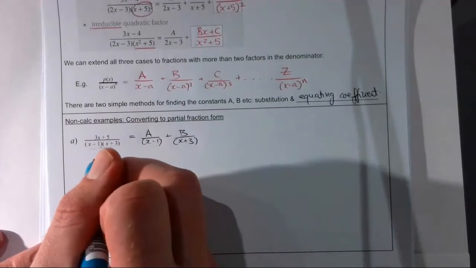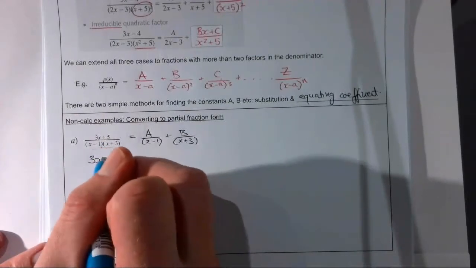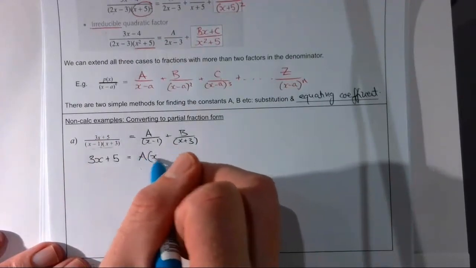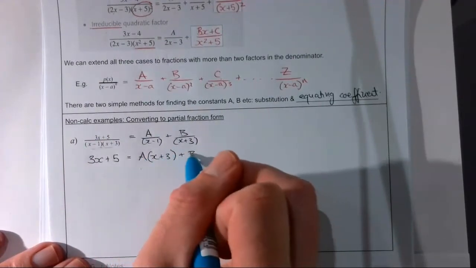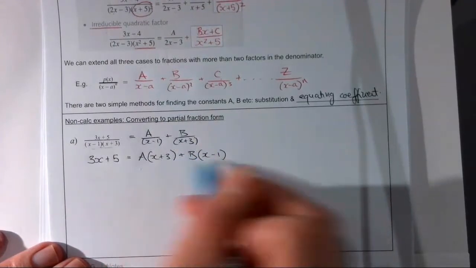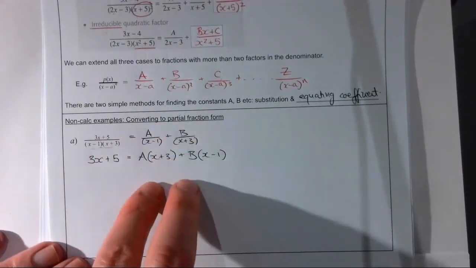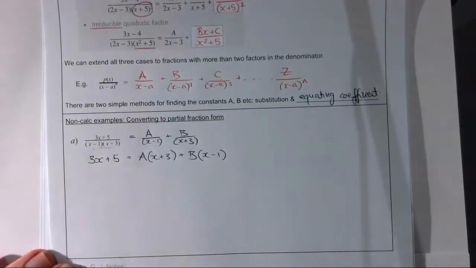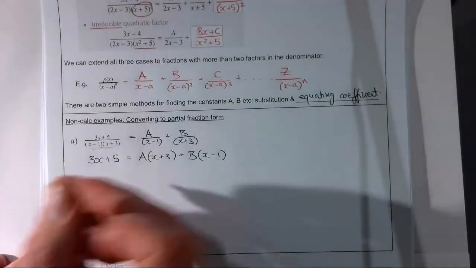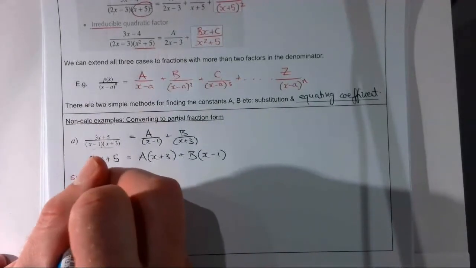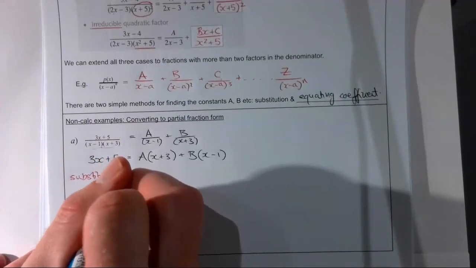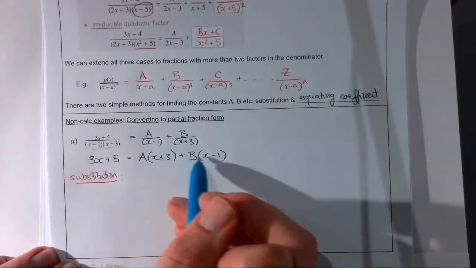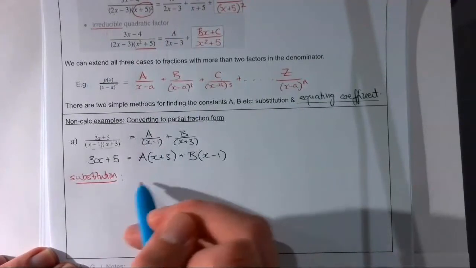So just looking at the numerators, I know that 3x plus 5 equals A times (x plus 3) plus B times (x minus 1). And in order for this to work, that has to be true. This first step is the same for both of my methods, but the first one I'm going to look at now is substitution. What we do here is use the roots to help us eliminate one of the variables and solve for the other one.